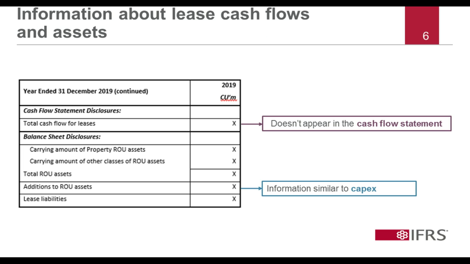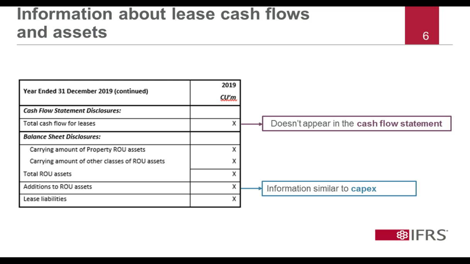Thanks, Steve. Moving on then, this slide shows what the disclosure about lease cash flows and right-of-use assets might look like. The first required disclosure here is total lease cash flows. Could you explain the rationale for this one?